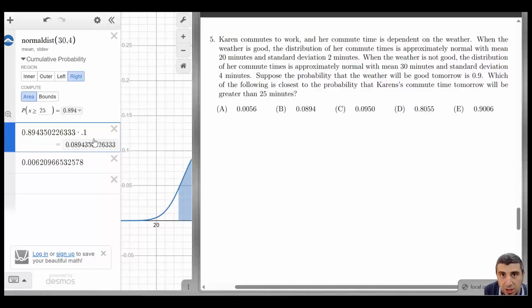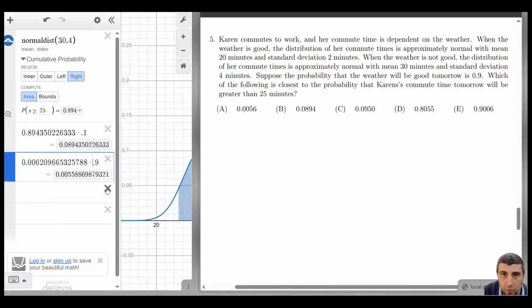There's a 10% chance that the weather is not good. The other one we have to multiply by 0.9 because there's a 90% chance of good weather. This is the probability that her commute is going to be greater than 25 minutes if the weather is bad, which is a 10% chance of bad weather. This is the probability that her commute is going to be greater than 25 minutes if the weather is good, and there's a 90% chance that the weather is good.